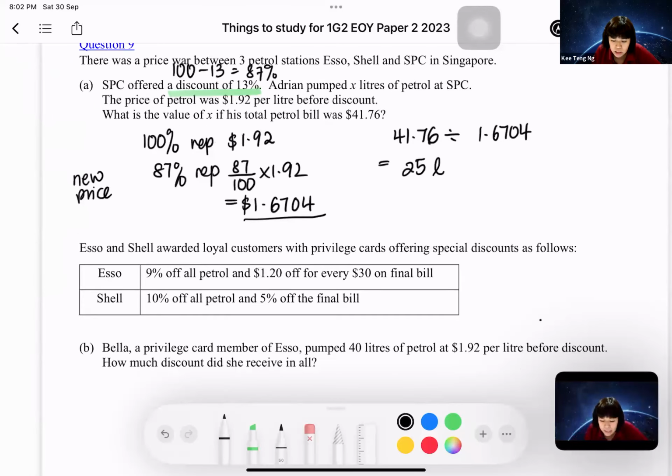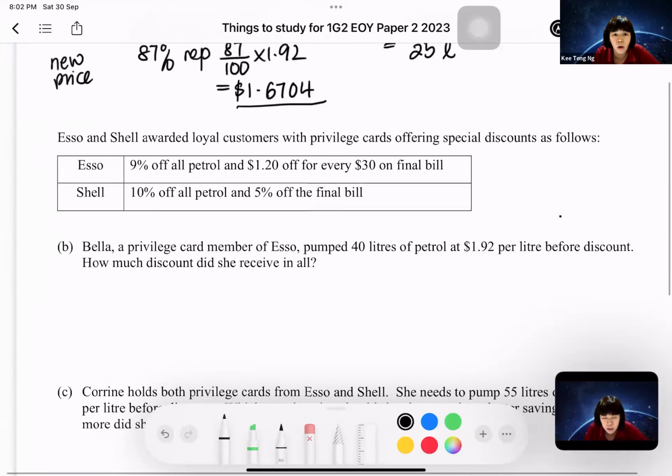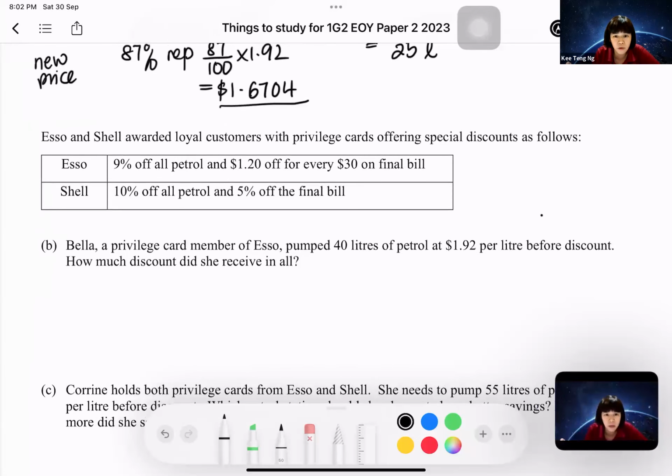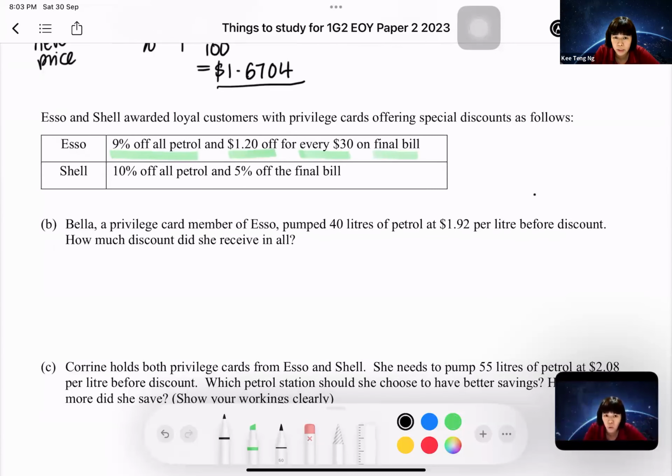Next question, now the next part of the question needs to be read slowly, it comes in a table, okay? Esso and Shell award loyal customers with privilege cards offering discount. This one says 9% off all the petrol, and then on top of that, for your final bill, every $30, I give you discount $1.20. So first, let's find what is the final bill after the discount, right? So Bella has a privilege card for Esso. She pumped 40 liters of petrol, 1.92 per liter.